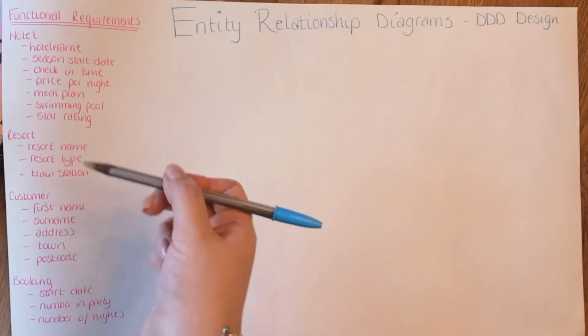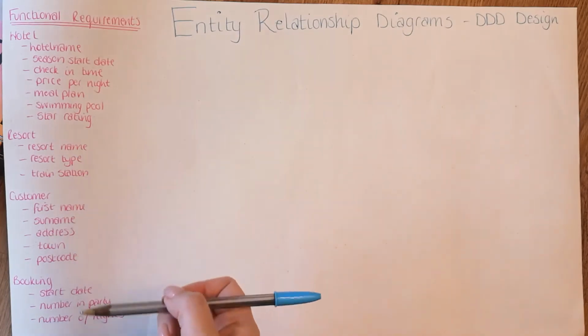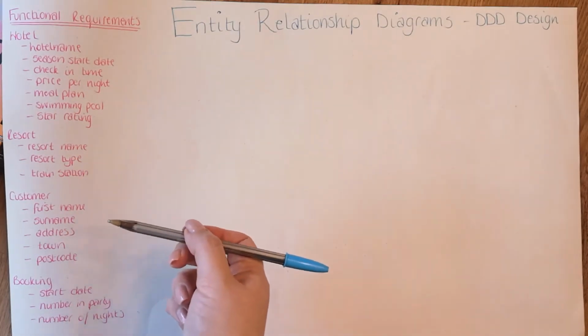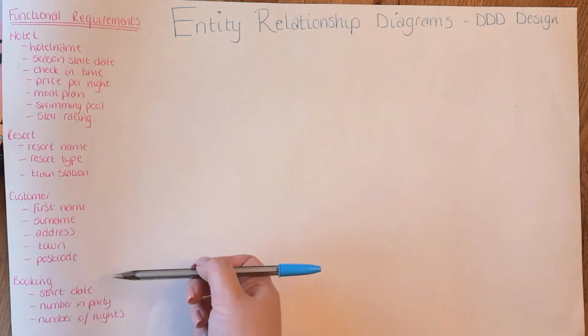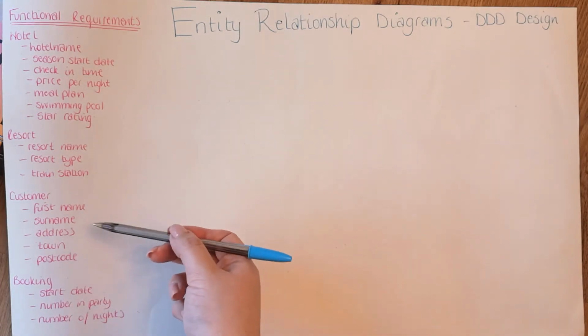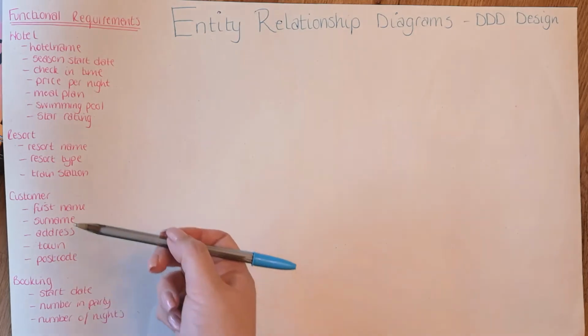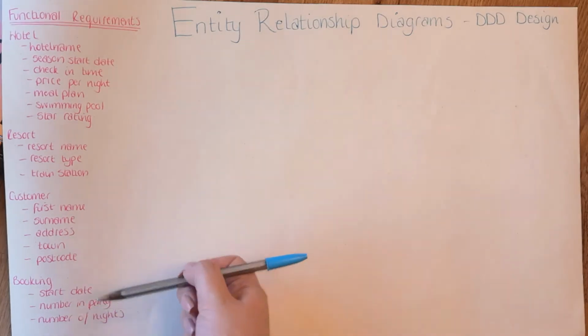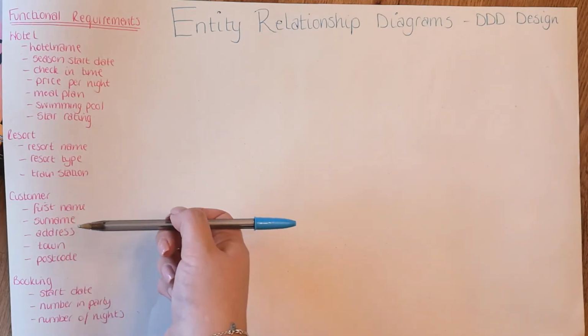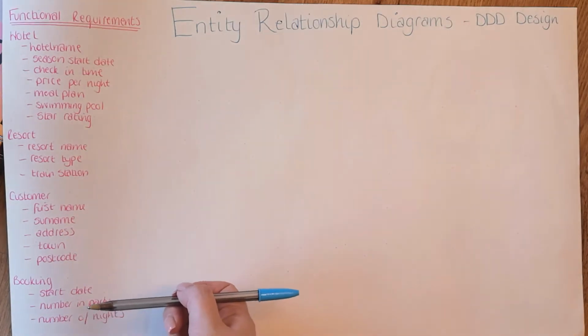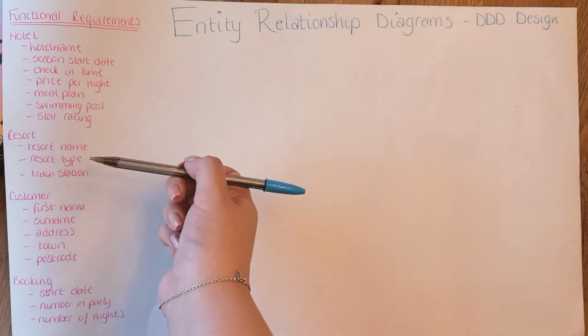Okay, resort will need a primary key, and if we have a look at the other tables, resort doesn't really need to link to customer or booking because it's linking to hotel. Okay, so let's have a look at the other ones. When we look at customers, customers are definitely going to make a booking. And when they make a booking, they're probably going to book a specific hotel, which is in a resort. So the link needs to go from customer to booking to hotel and then to resort.